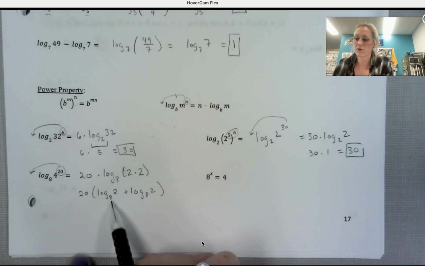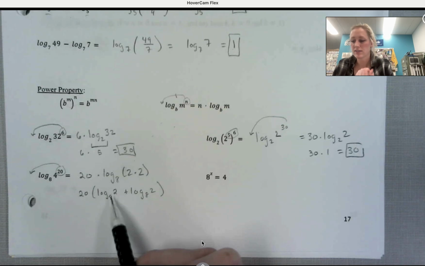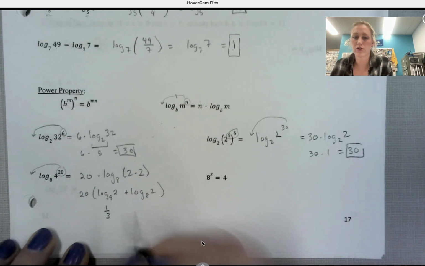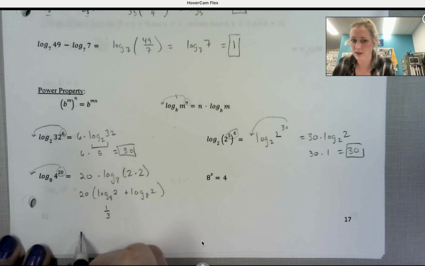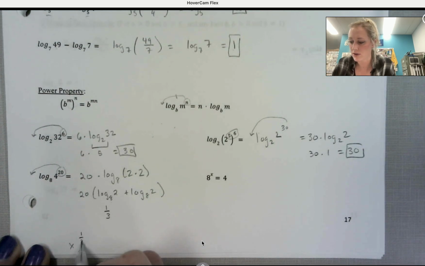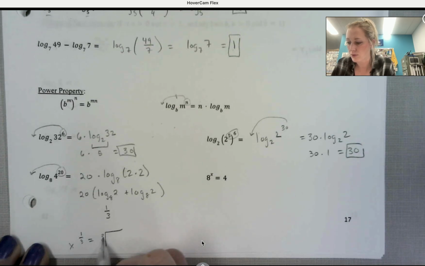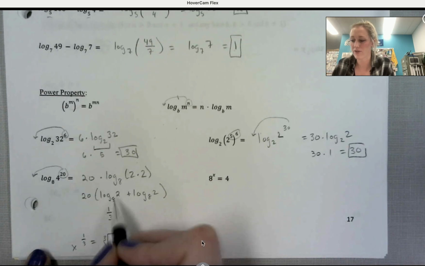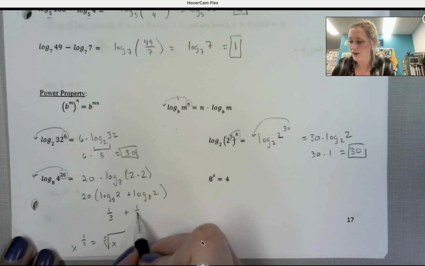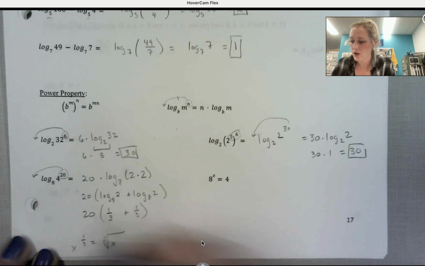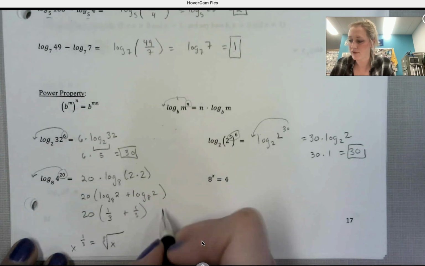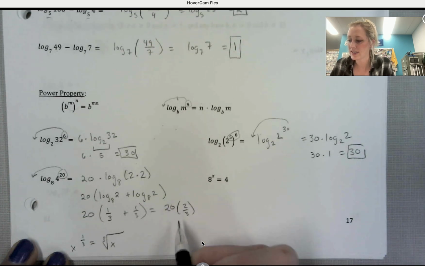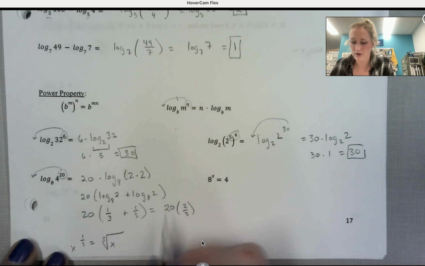So log base 8 of 2. So 8 to what power is 2? Because the cube root of 8 is 2, 8 to the 1/3 power. So 1/3 is the exponent. I'm going to write that down here actually. X to the 1/3 is the same as the cube root of x. So cube root of 8 is 2, or in other words, 8 to the 1/3 is 2. We have the same thing here. So this ends up being 20 times 2/3, which is 40 over 3, right?